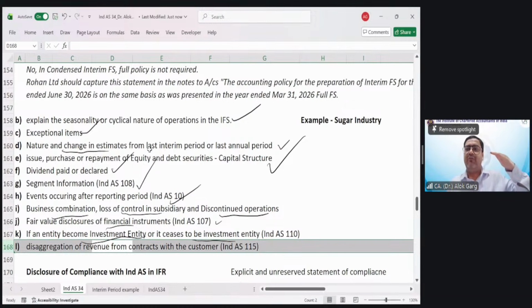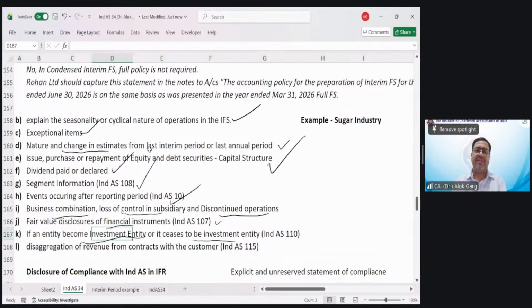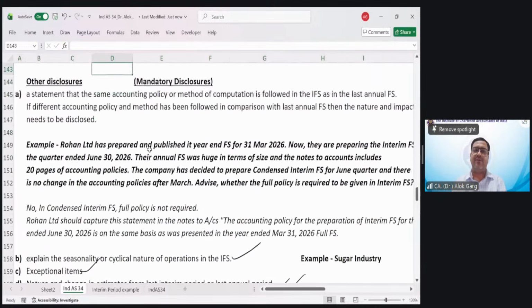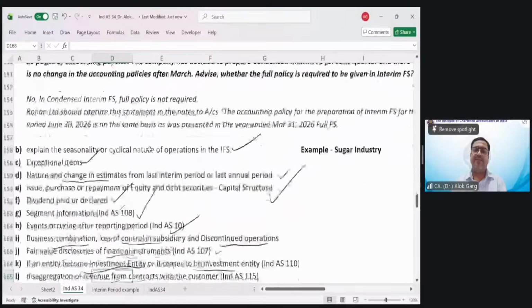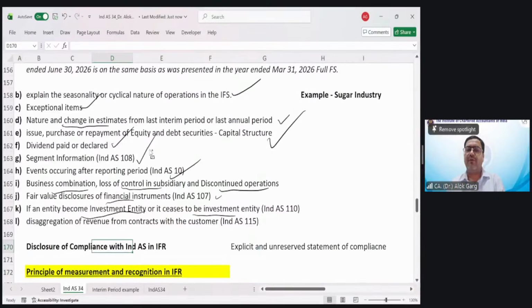Friends, in your P&L, you have one line item, revenue from operations. Now, in the revenue from operations, what is my sale of goods? What is my sale of services? What is my other operating revenue? This disaggregation is also required to be disclosed in the notes to the interim financial statement. Okay. Friends, any challenge in understanding these mandatory disclosures? Of course, you have to learn this disclosure, right? If you're not able to understand what is investment entity, not to worry. You will be able to understand. These are the financial statement standards.